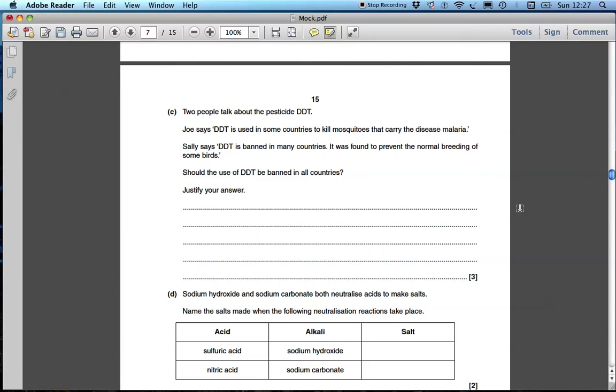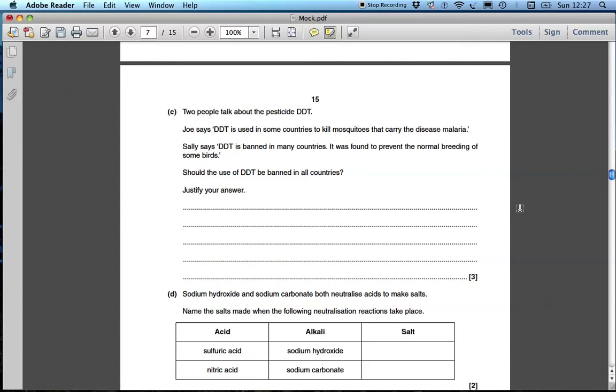If you said yes, we should ban it, you would have said you had to describe why that was the case. And so it would be things like the DDT causes harm to the birds, and so some species may become extinct, the food chain may be disrupted, and so on. As long as you give justification, 3 cases of justification, then you got your marks. You may have said no, because DDT stops people from getting malaria, and therefore saves lives. That would have got you a couple of marks as well.